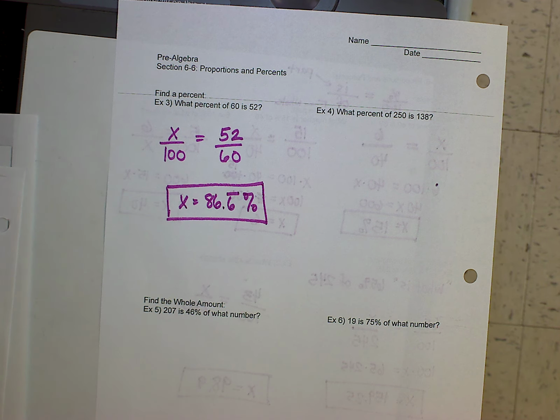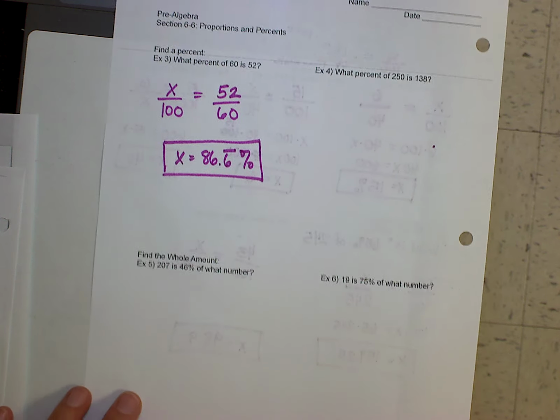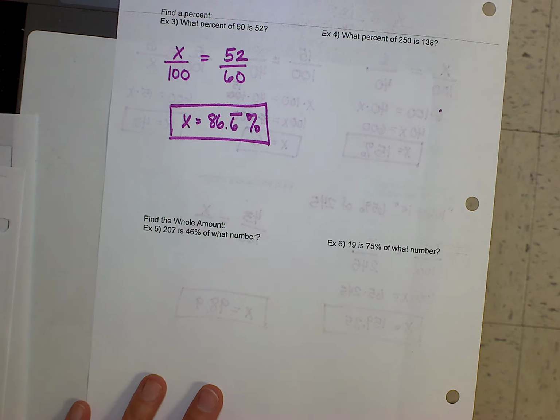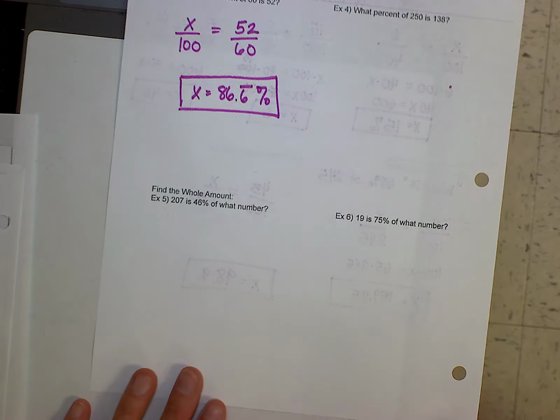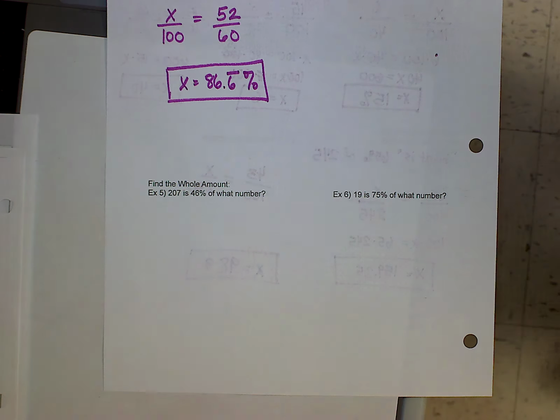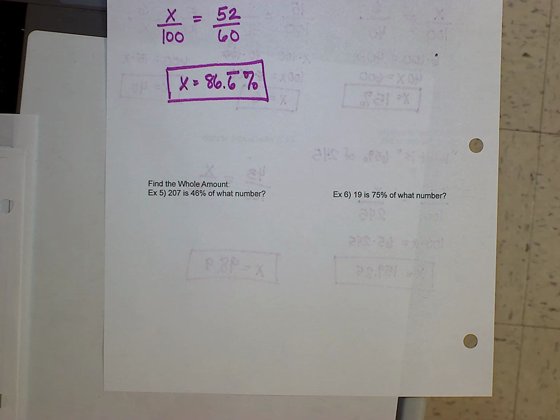All right, let's skip down to example 5. Find the whole amount. 207 is 46% of what number? So you see what I mean? That you're doing a little baby puzzle. You got 4 slots. One of them is always 100. So you've got 3 other slots, and you just find out where the 2 out of 3 go and cross multiply. Solving baby puzzles.